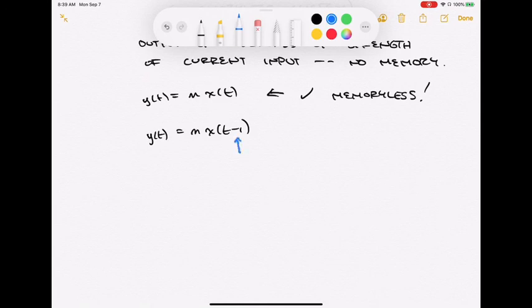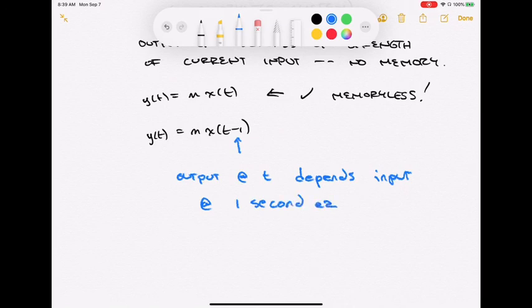In this particular case, we can see the memory, right? We see that the output at t depends on the input at 1 second earlier. That's memory, right? That's some memory in there. Therefore, it is not memoryless.